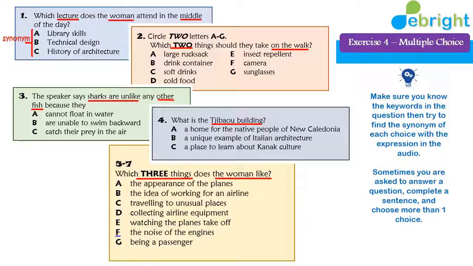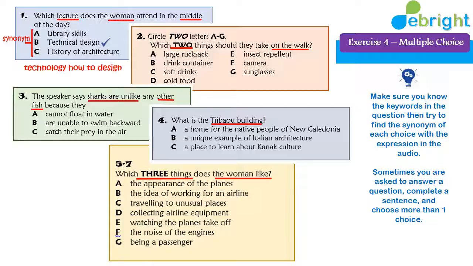Well, quite a long audio, wasn't it? Let's discuss your answers, but first we will find the keywords for each number or the synonym for each correct answer. Let's start with number 1. The synonym is technology, how to design building. So, as we know, the synonym for this course or this class is option B, technical design or technology, how to use computer, how to design building.